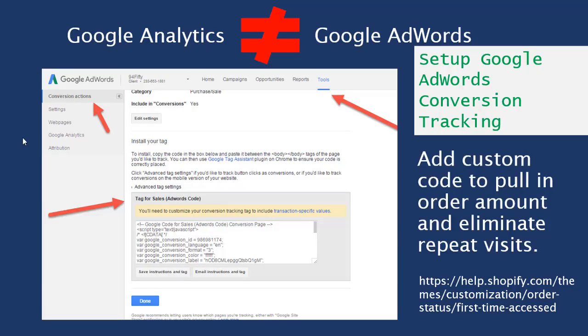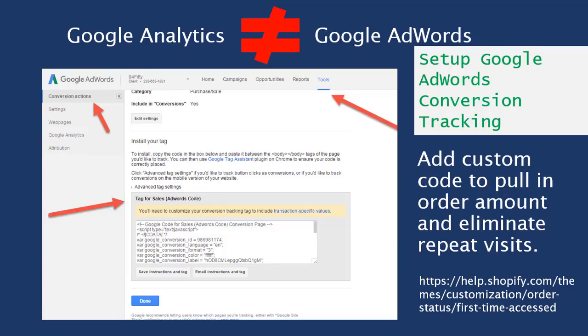So it's important to note that Google Analytics numbers will not equal Google AdWords numbers. They will be different because they're using two different methods for tracking. I'm sure you're probably familiar with this with Facebook and other tracking platforms. They aren't apples to apples necessarily.